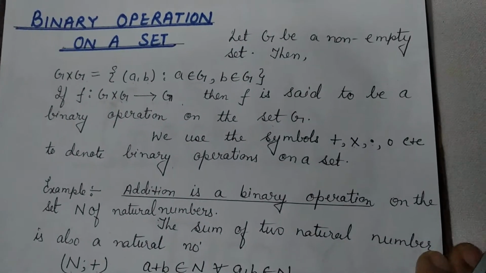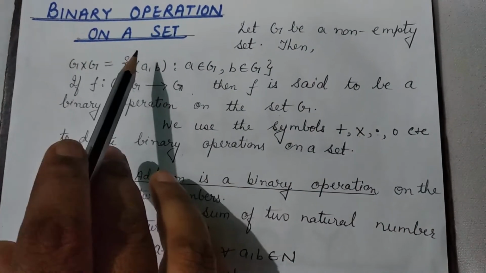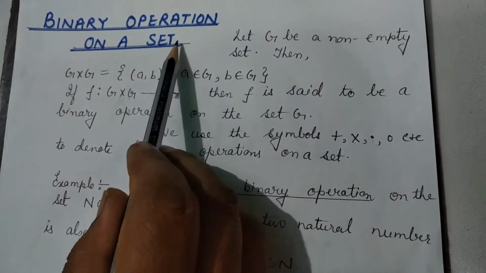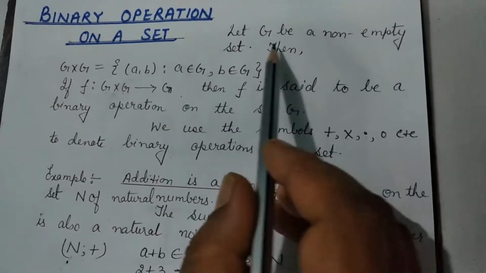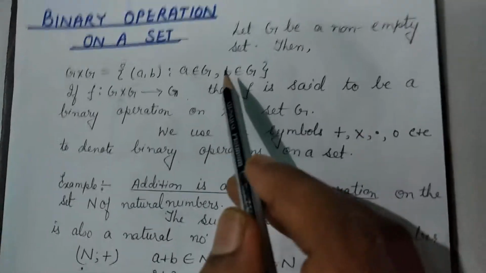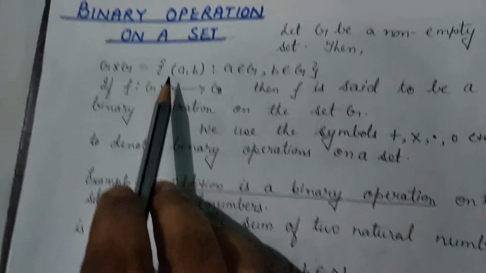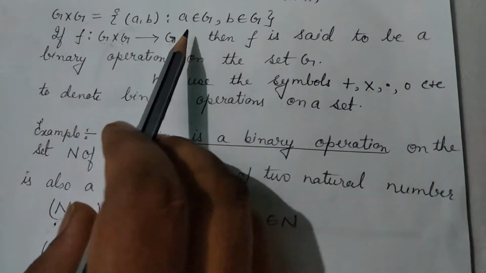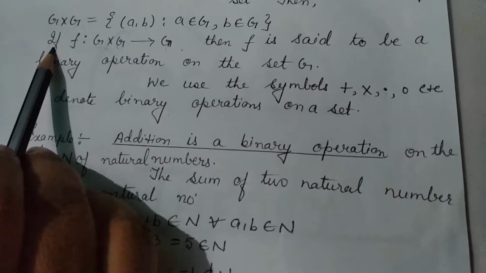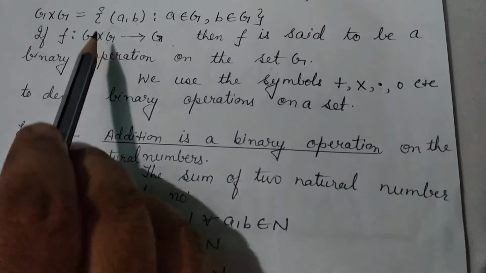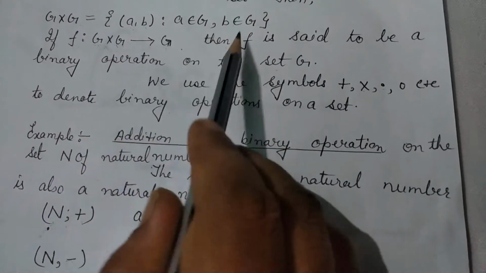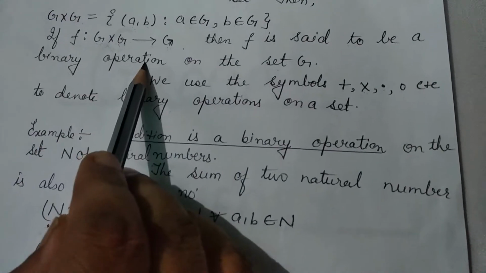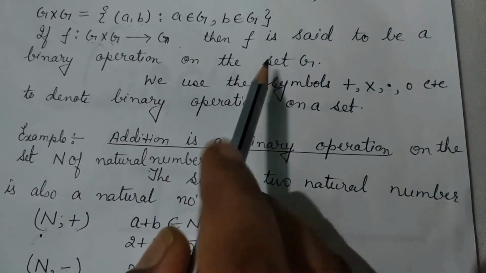Before introducing group, we will go through the term binary operation. Let G be a non-empty set, then G cross G is (a, b) such that a belongs to G and b belongs to G. If f is a mapping from G cross G to G, then f is said to be a binary operation on the set G.